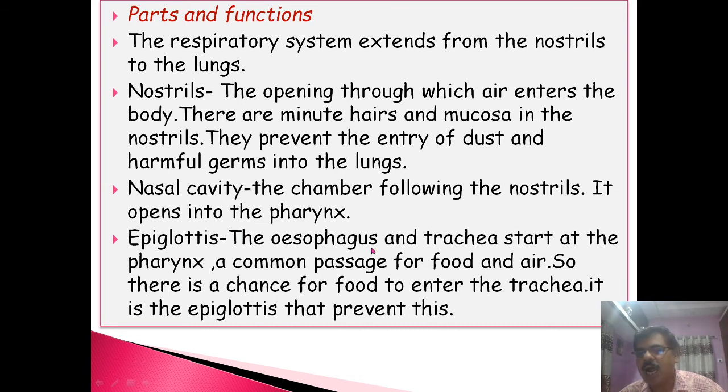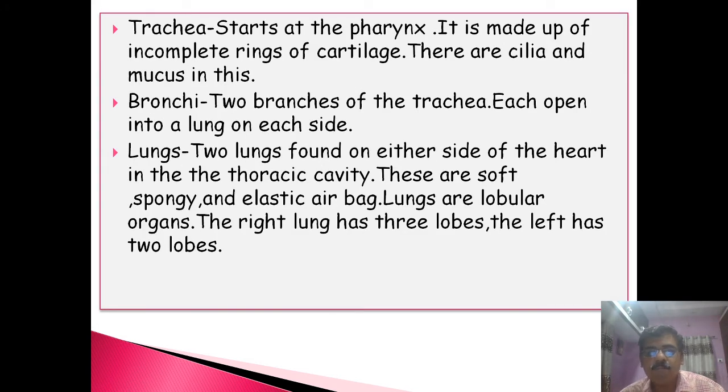The esophagus and trachea start at the pharynx, a common passage for food and air, so there is a chance for food to enter the trachea. It is the epiglottis that prevents this. Then the next part is the trachea. It starts at the pharynx and is made up of incomplete rings of cartilage, and there are cilia and mucus in this. Next to this are the bronchi, the two branches of the trachea that each open into the lungs on each side.